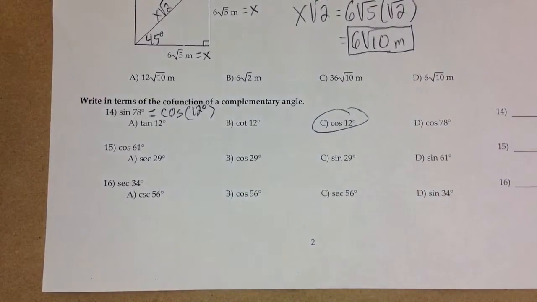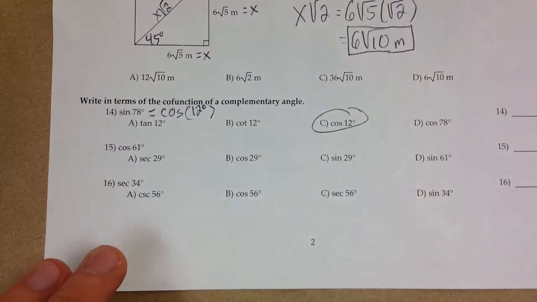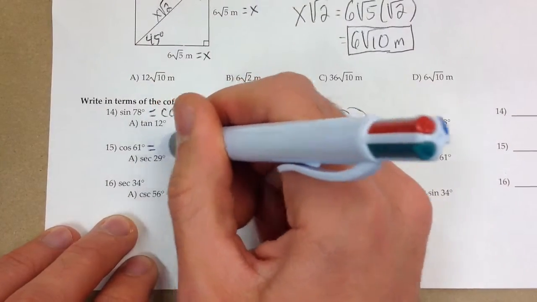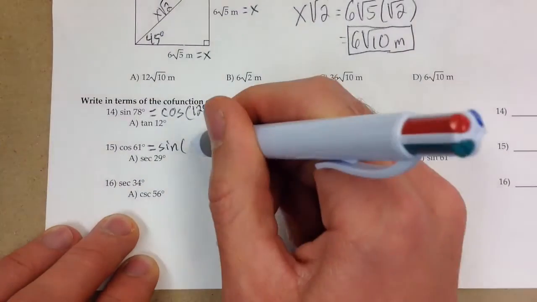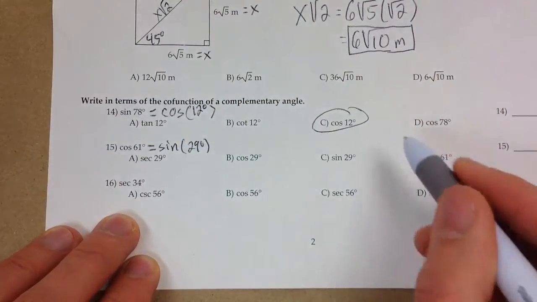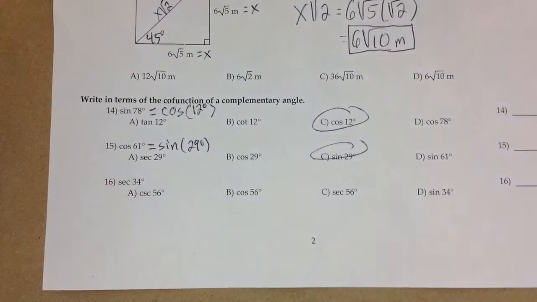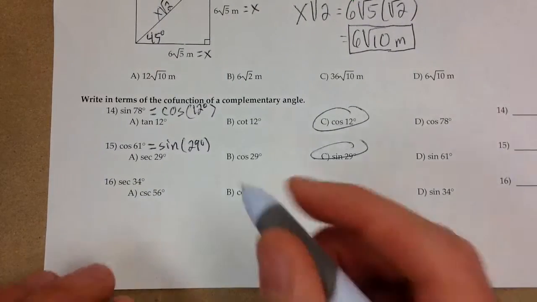Next random person is Nick. First tell me what is cosine's cofunction? Sine. So the angle will be 29. Very good. Easy. Jen, please tell me what is secant's cofunction?